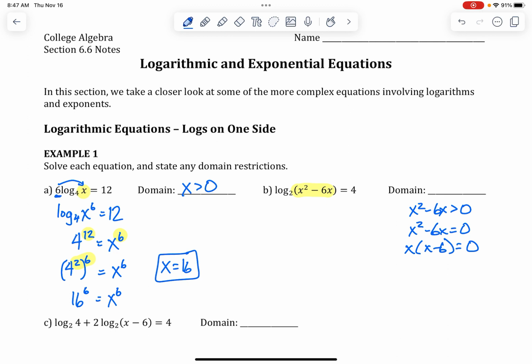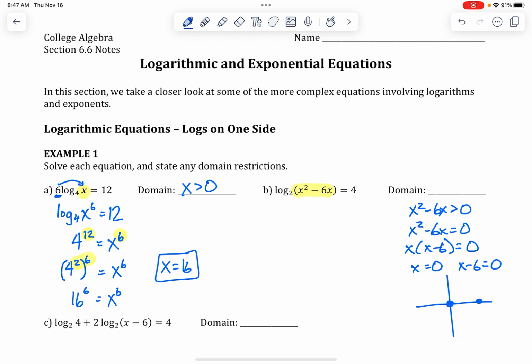Now the question is, where is that graph going to be positive? So really, we're taking the x, making sure that that's greater than 0, and then x minus 6. So you want to look at basically this function. And this graph is a parabola with roots at 0 and 6.